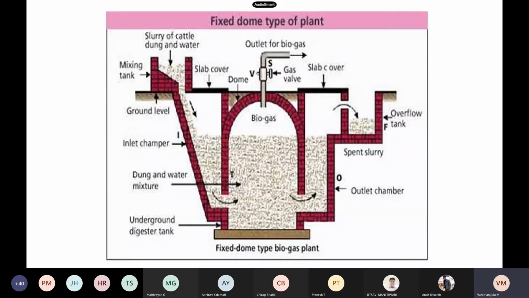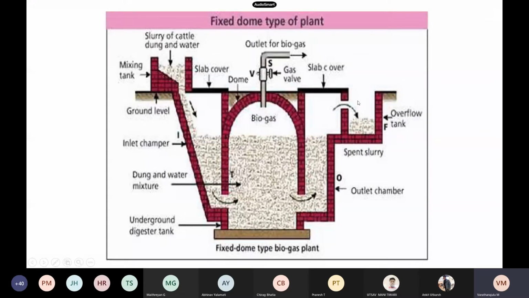See here, this is the ground level, and under the ground level we are erecting this structure, and this is the inlet chamber. On one side we have an inclined inlet chamber, on the other side we have the outlet chamber. When there is an outflow, when there is an enormous amount of cattle dung, it has to be removed.